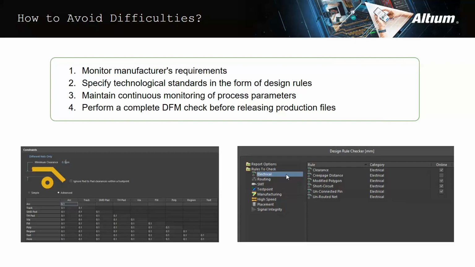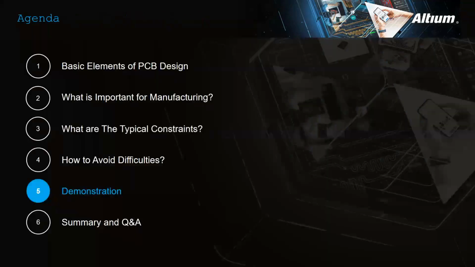Now let us move on to Altium and review the basic types of checks and methods available for you to use in order to avoid problems with sourcing boards from your fabricator. Let us jump into the demonstration of how we can avoid all these fabrication issues and how we can check all these design rules inside Altium.